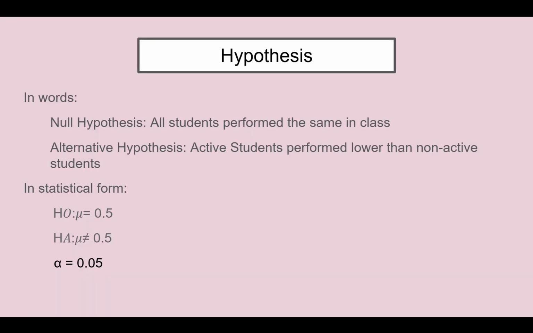So I'm starting off with my hypothesis. In word form, my null hypothesis was all students performed the same in class. And my alternative hypothesis was active students performed lower than non-active students. What this means was students that worked or students that did other activities just didn't do as well as other students. And in statistical form, this is how I put it. And our significance level I chose was 0.05.